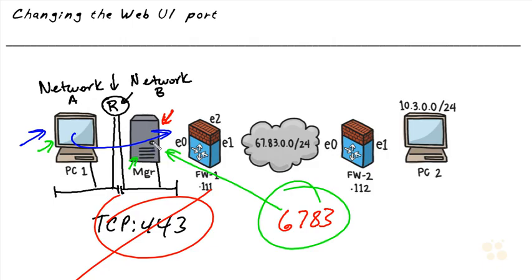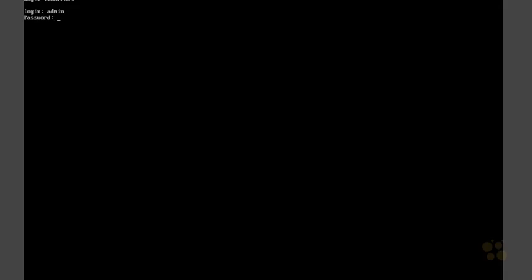and the manager. So in this demonstration, I'd like to walk you through how we can verify the current port that's being used to listen for the web user interface on this Check Point device. And then from the command line interface, we'll set it to listen on 6783, and then we'll test and verify that it works.